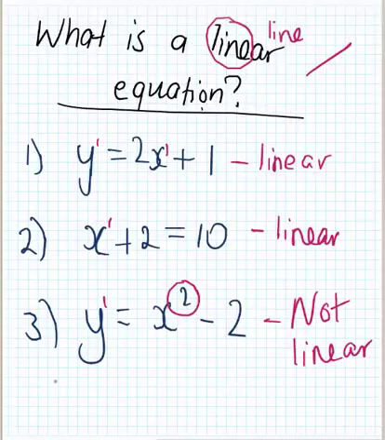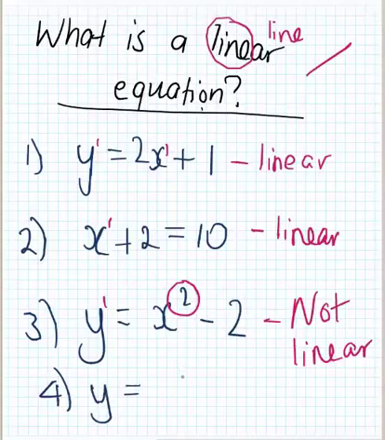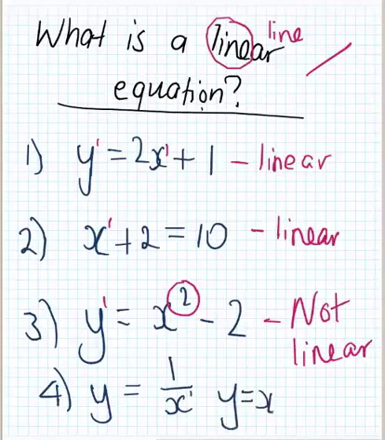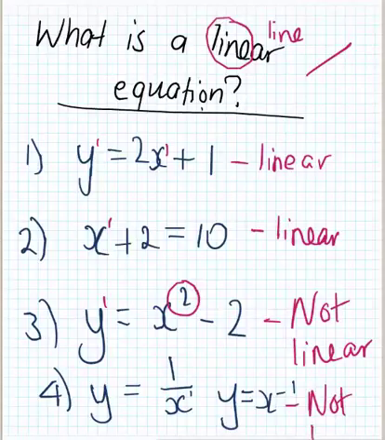And just one more example, if we have something like y equals 1 over x. Now it looks like the x is to the power of 1, but it's actually not, because if you remember some of your index laws, if we put this on top, we end up with y equals x to the power of negative 1. And because it's a negative 1, not a positive 1, this also is not linear. So for an equation to be a linear equation, it simply has to have the highest power of any variables in the equation be a positive 1.